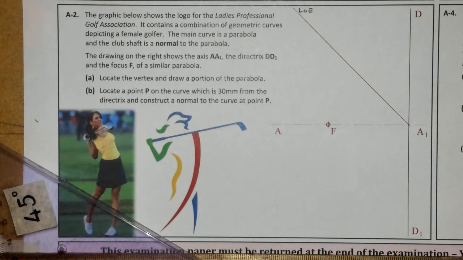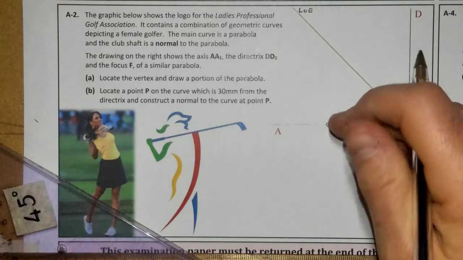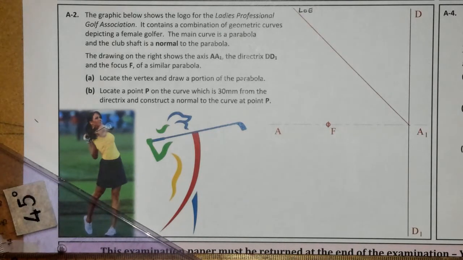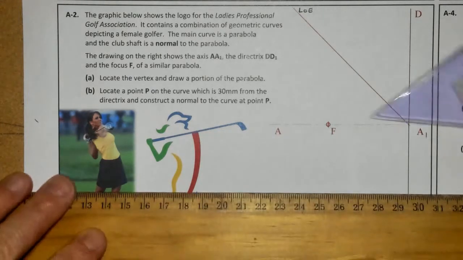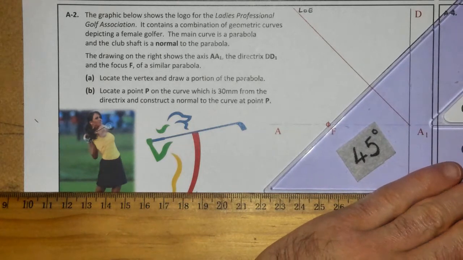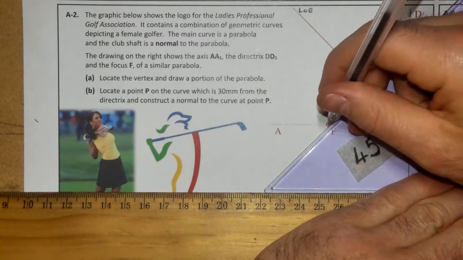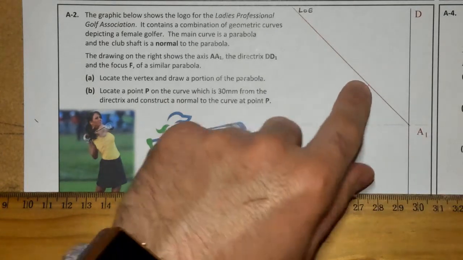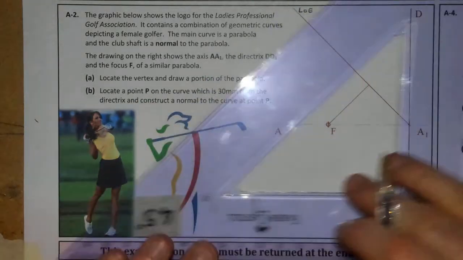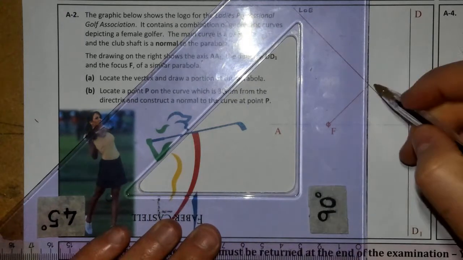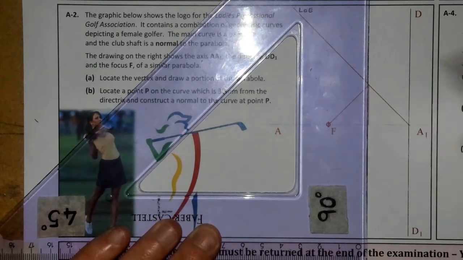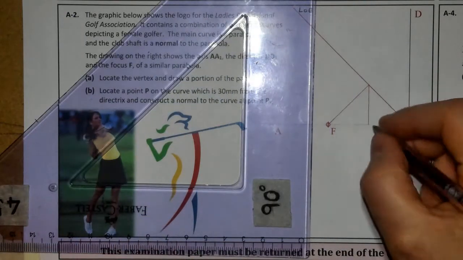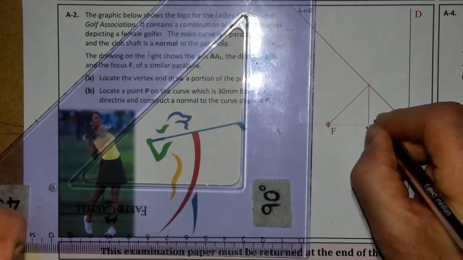That is the line of eccentricity. Now, what we have to do is locate the vertex. The vertex is found by projecting from the focus at 45 degrees to hit the line of eccentricity. Where it hits the line of eccentricity, project it down perpendicular to your axis. So that there will give us the vertex. Just put in that little symbol there, perpendicular. That is our vertex. So we found our vertex.